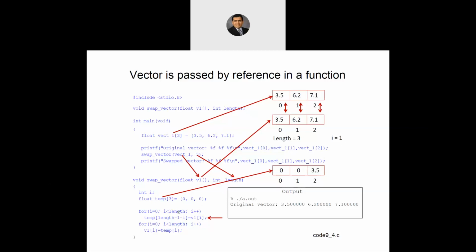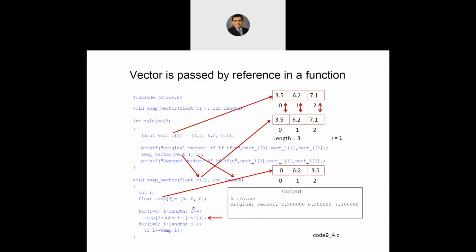Then from here, it goes again to the condition. 1 is less than, length value is 3. 1 is less than 3. True, goes inside. Temp, length minus 1. 3 minus 1 is 2. 2 minus I is 1. 2 minus 1 is 1. Temp, 1 subscript. So we are talking about this. Temp, 1 subscript. We are talking about this location is equal to V1 I value is 1. V1, 1 is 6.2. So the value of this will be 6.2.